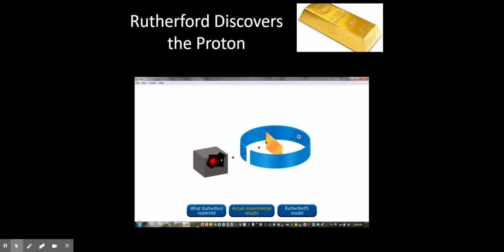Most of them did go through, but occasionally some would be deflected. They would either be deflected off course or they would actually be shot back at him. And if you remember our idea of the golden rule of charge, if something that's positively charged is being deflected, it must also be encountering something that's positively charged. This is an idea of likes repelling.